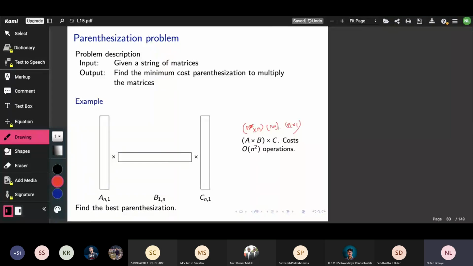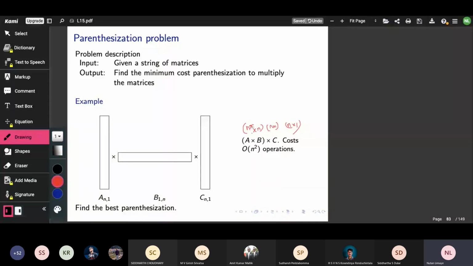The resultant will anyway be n cross 1, but intermediately, if I decide to parenthesize A and B first, then I'll end up creating an n cross n matrix, so it will have n square entries. To fill every entry, I require order one time. So I will need n square steps in order to fill these n square entries.